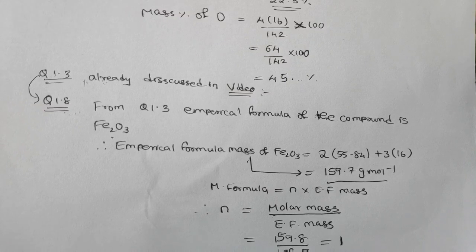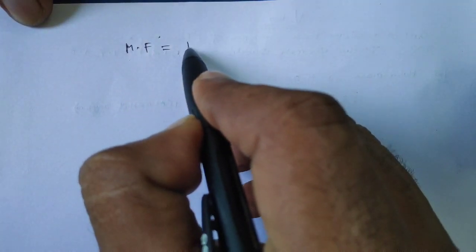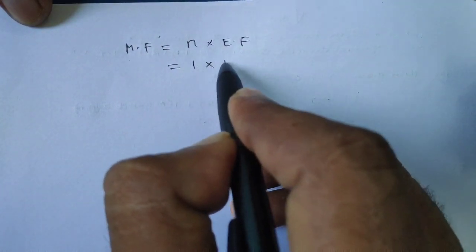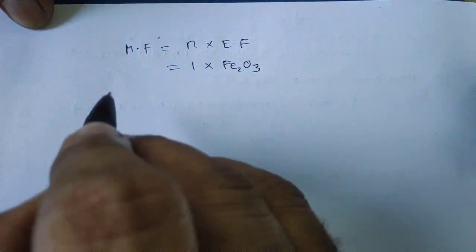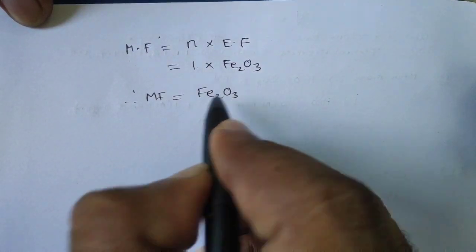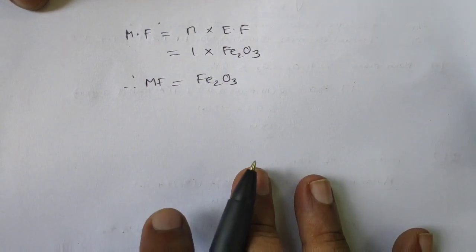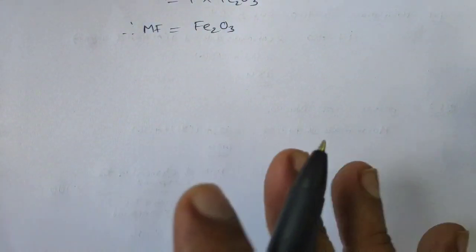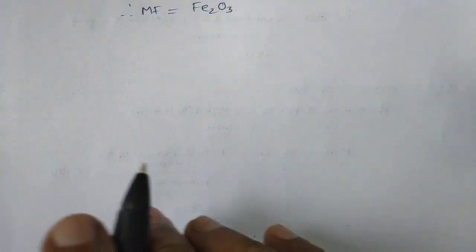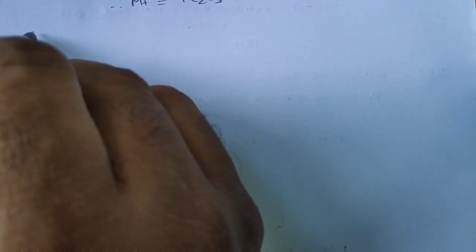Now the next one. The molecular formula is equal to N into the empirical formula, which is equal to 1 into Fe2O3. Therefore, the molecular formula is Fe2O3. Understood? So this is our molecular formula actually. The molecular formula and empirical formula are both the same. Now we have discussed this, 1.3, 1.8. Now the next question is question 1.4.